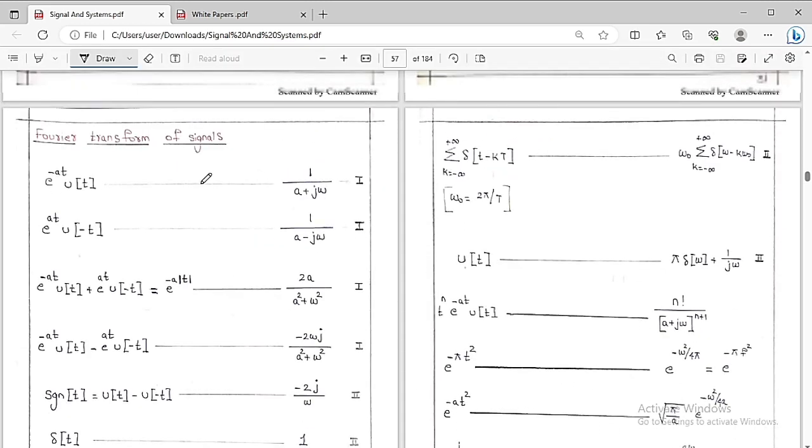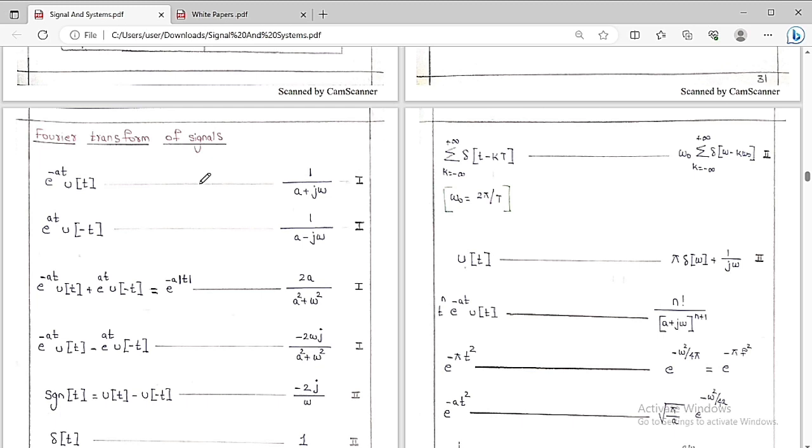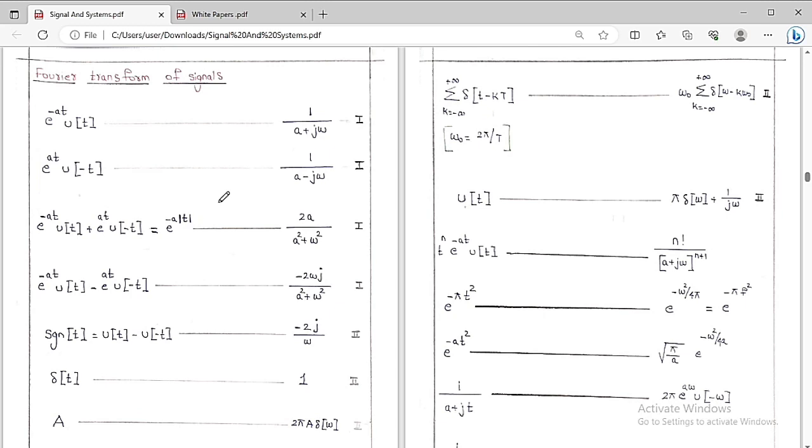Now we are going to discuss the other concept, which is the Fourier transform of signals. We are going to discuss the Fourier transforms of different signals, and for each and every signal we will study the corresponding Fourier transform in detail. You can see the first signal, e to the power of minus at into u of t. This signal has the Fourier transform 1 by a plus jω.